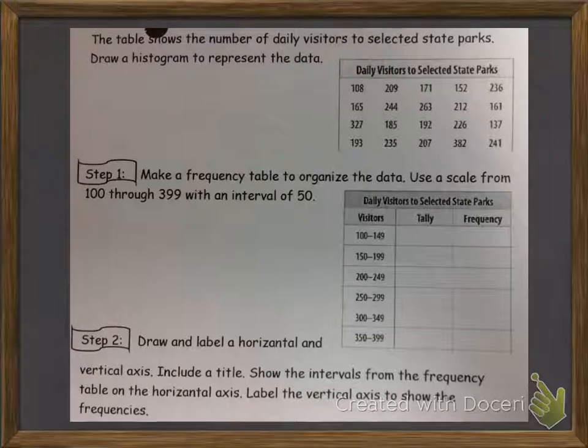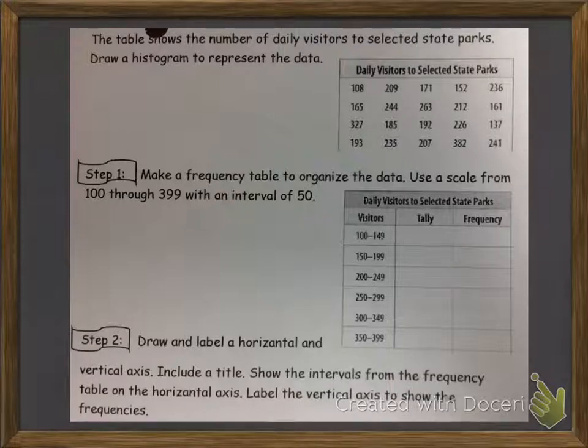The table shows the number of daily visitors to selected state parks. Draw a histogram to represent the data. So our first step is to make a frequency table to organize the data. We use a scale from 100 through 399 with an interval of 50.